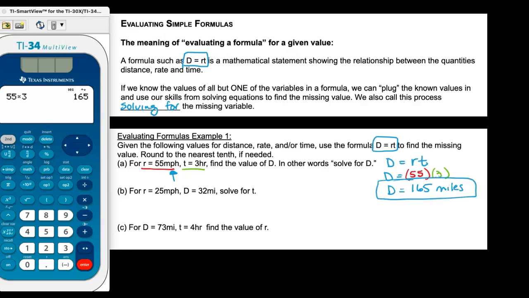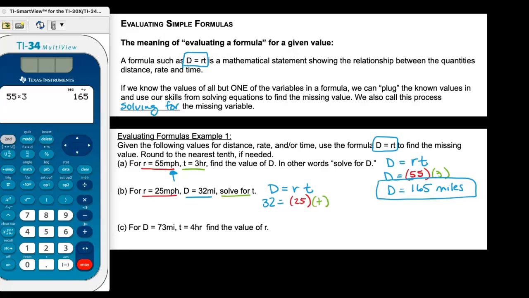Okay, so for B, we're going to do the same thing. We're going to write distance equals rate times time, and then I'm going to plug in what I know again. So rate is 25 miles an hour, so I'm going to write that down. So say you're going 25 miles an hour, and then the distance is 32 miles, so you travel for 32 miles. What is T? So I don't know what T is, so we're going to solve for T.